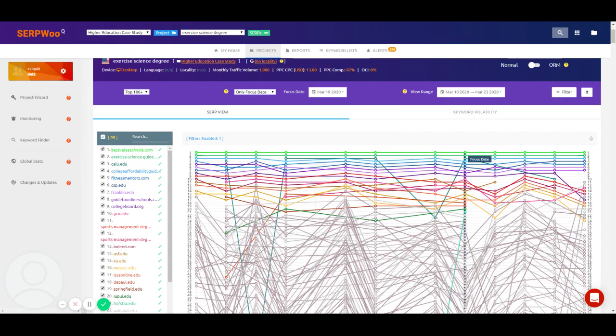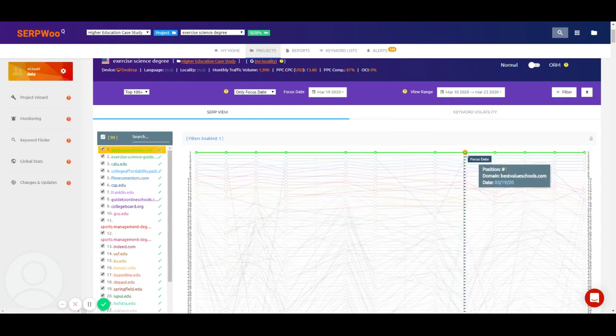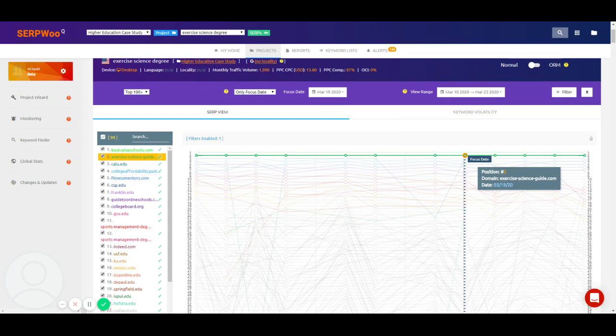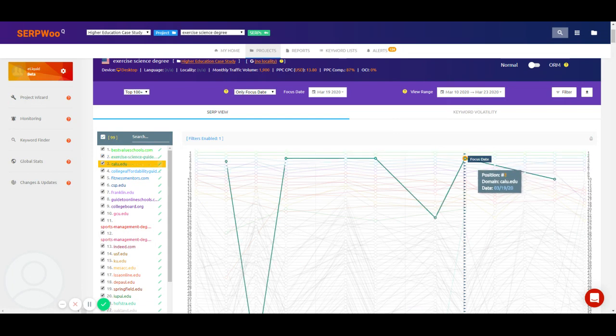So I picked the 19th, and now my focus date has come into view. Now, not the green horizontal line, but the vertical blue line. That's our indicator that that's March 19th. And I just want to see, where were each of these URLs ranking on the 19th? How are they doing today? And possibly what were they doing before the 19th? Best Value Schools looks pretty solid. So does Exercise Science Guide.